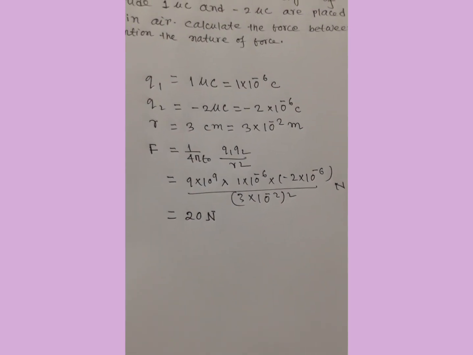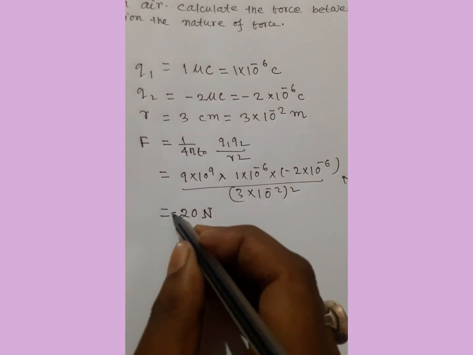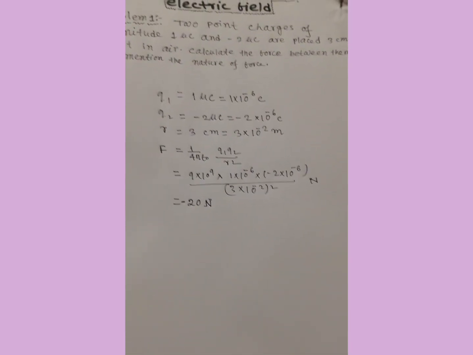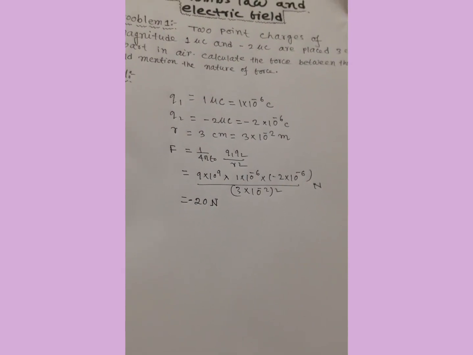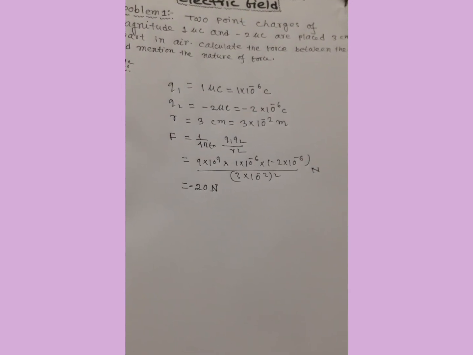So, the force between the two charges is 20 Newton with a minus sign. This minus sign indicates that the force is attractive. We know if the two charges are dissimilar, the force is attractive.